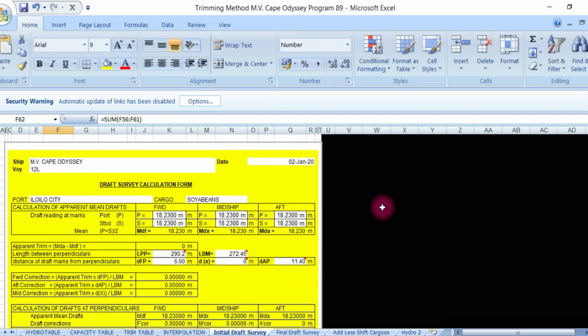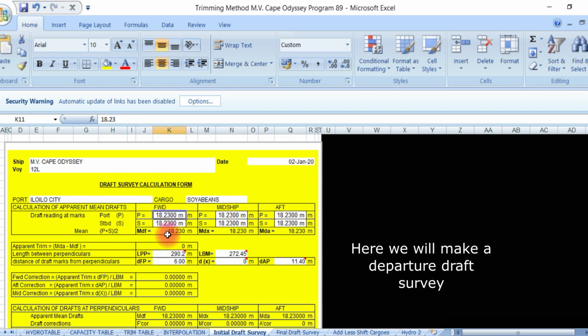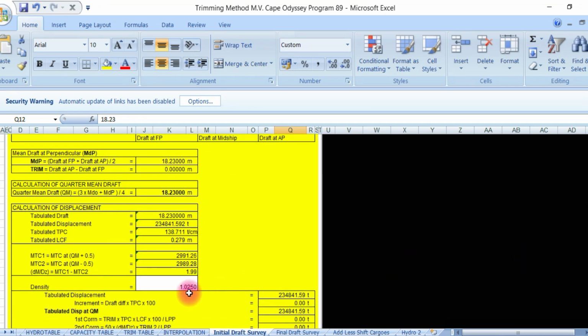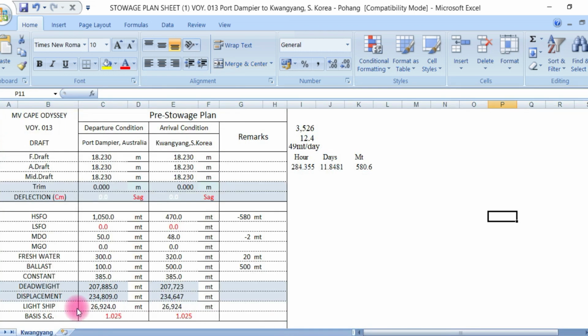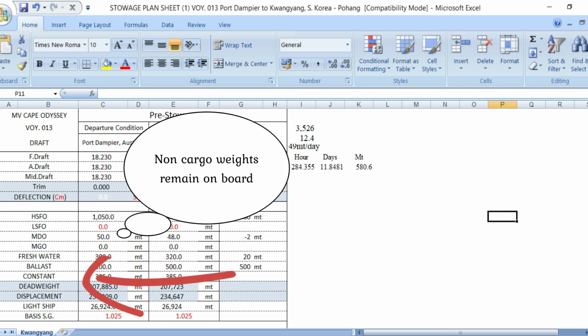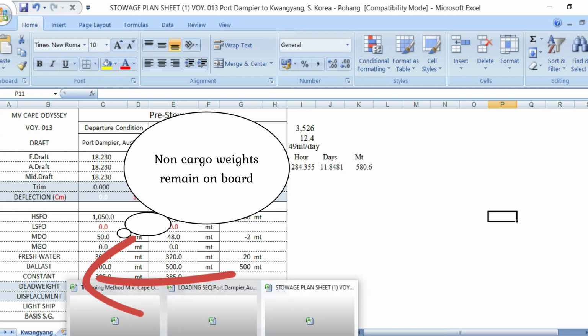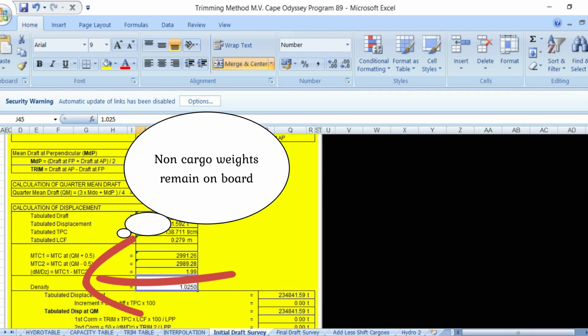Here we put 18.23 forward, port and starboard 18.23, midship port and starboard 18.23, and aft port and starboard 18.23, and the density is 1.025. The density is 1.025 in Port Dampier, and also in Gwangyang, South Korea, it is 1.025. So we put the 1.025.